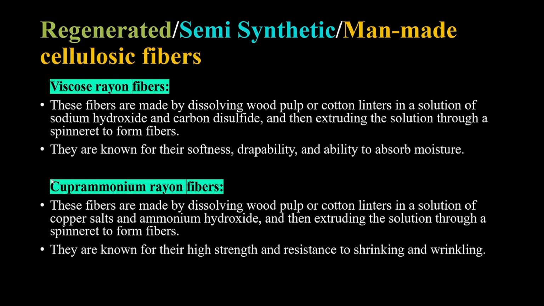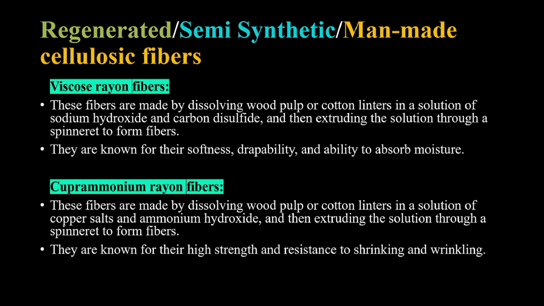Second is cuprammonium rayon fibers. These fibers are made by dissolving the wood pulp or cotton linter in a solution of copper salts and ammonium hydroxide and then extruding the solution through a spinneret to form the fibers. They are known for their high strength, resistance to shrinkage and wrinkling.